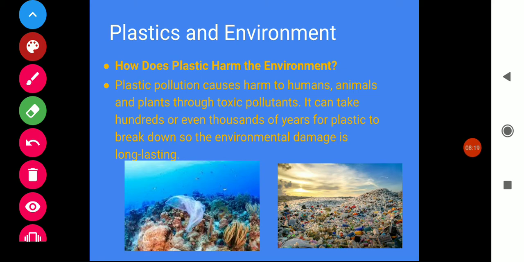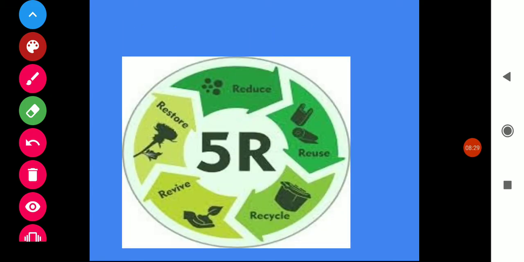This plastic pollution affects human beings, animals and plants through the toxic pollutants. So how do you reduce this pollution? By following the 5R principle. So it is the duty or the responsibility of each and every citizen to follow this 5R principle. So what is that? Reduce, reuse, recycle, revive and restore.